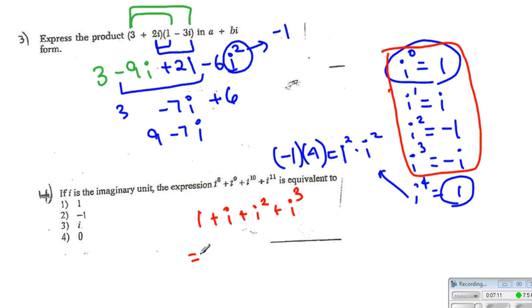Now the first one becomes 1, the second one becomes i, the third one becomes -1, and the fourth one becomes -i. So therefore, everything cancels out to become equal to 0. So choice number 4 will be our answer. All right, let us move on.